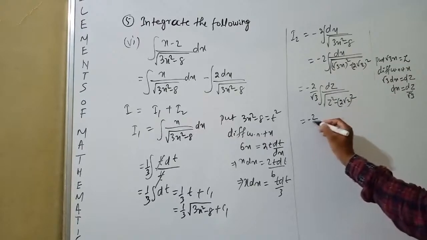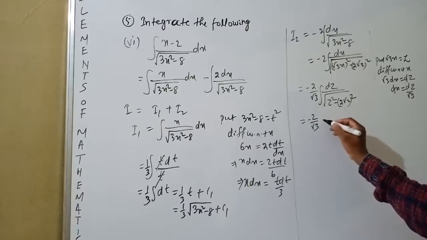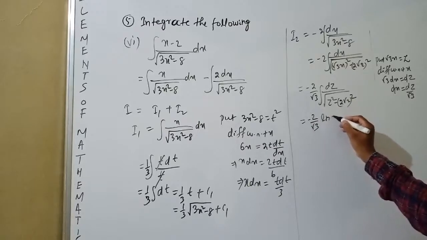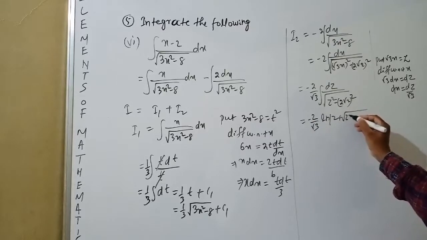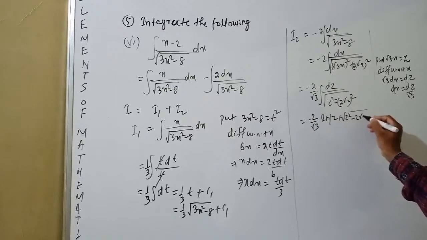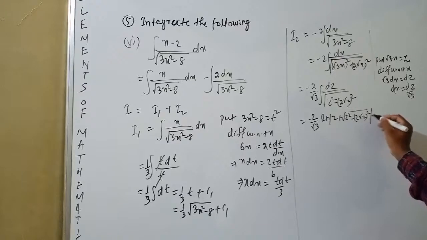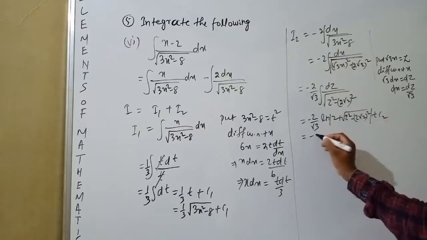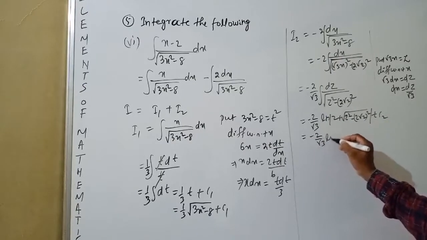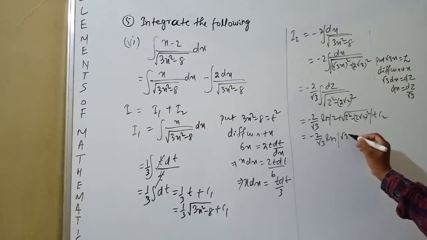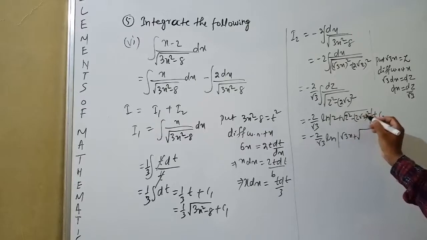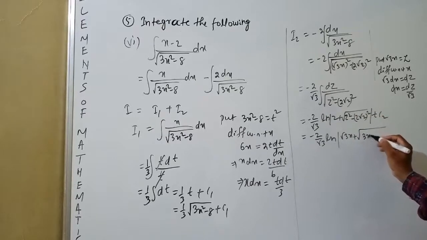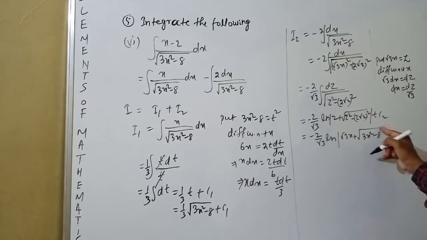Okay, is equal to minus 2 by root 3. Okay, you here apply formula ln z plus root over z square minus 2 root 2 whole square plus c2. Okay, is equal to minus 2 by root 3 ln z means root 3x plus root over z square minus 2 root 2 whole square, that is 3x square minus 8 plus c2.